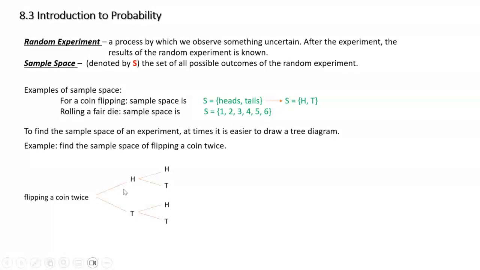It's more visual because the sample space will be heads-heads, heads-tails, tails-heads, and tails-tails. So this is my sample space. The sample space is denoted by the letter S. S equals the set {HH, HT, TH, TT}. And again, the H stands for heads and the T stands for tails.